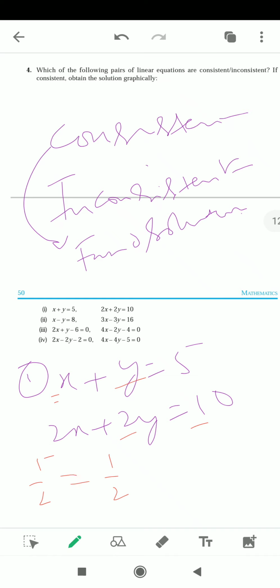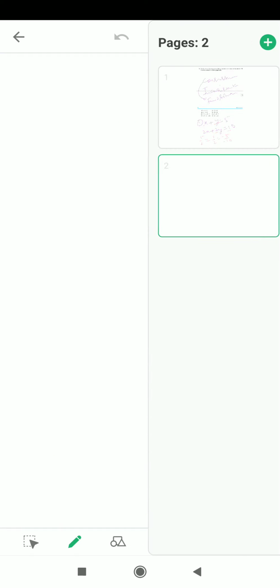And what is c1 by c2? Also minus 5 by minus 10. So all are equal. So when the ratios are equal, what does it mean? a1 by a2 is equal to b1 by b2, which is equal to c1 by c2. Then the lines are coincident. Because they are coincident, there will be an infinite number of solutions.